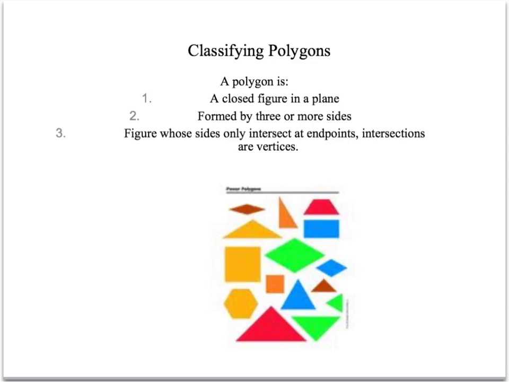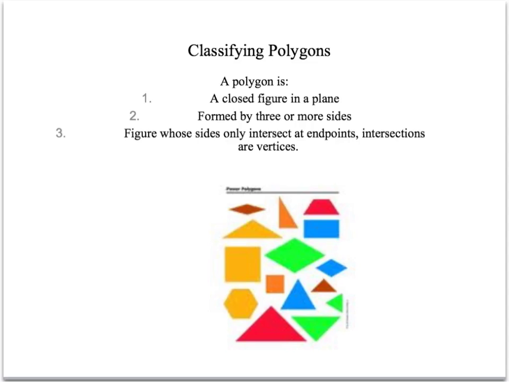Today, what I'm going to tell you about are polygons. We've talked about lines and we've talked about angles, and now we're going to put them together and talk about polygons. A polygon is a closed figure in a plane. Remember, a plane is a two-dimensional space. It's formed by three or more sides, and the sides only intersect at endpoints, and the intersections are called vertices.